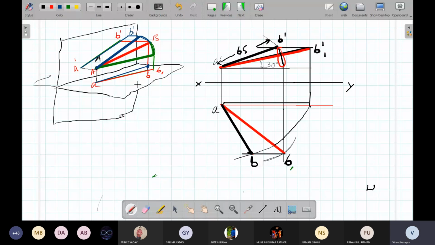So basically, if a line is inclined to both the planes, we will rotate in any plane. You can rotate in horizontal plane or in vertical plane till it becomes parallel to the other plane. If I am rotating in vertical plane, I will rotate such a way that it will become parallel to horizontal plane, and then I will project to get the true length. In the same way, you can also rotate in horizontal plane such a way that it becomes parallel to vertical plane, and then you project, you will get the true length and true angle.